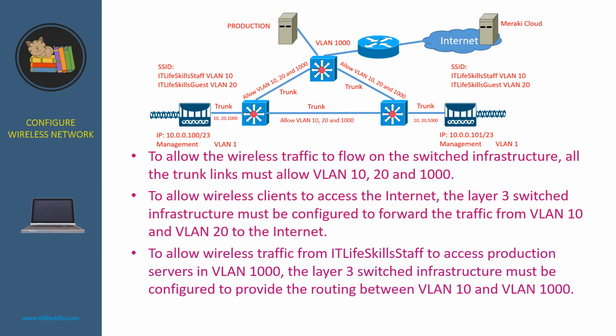To allow wireless traffic from IT Life Skills staff to access production servers in VLAN 1000, the Layer 3 switch infrastructure must be configured to provide the routing between VLAN 10 and VLAN 1000.